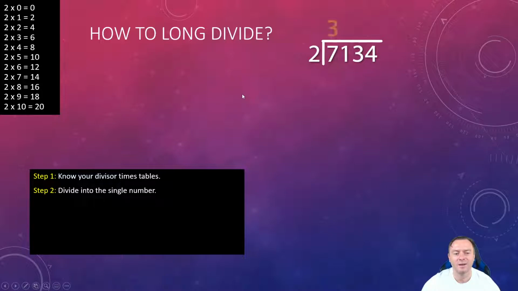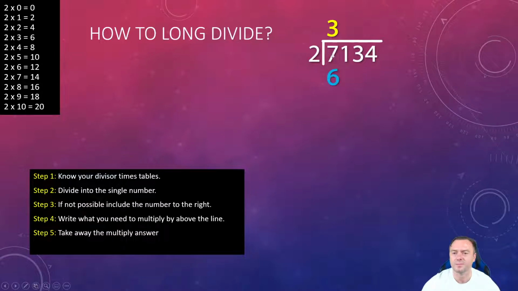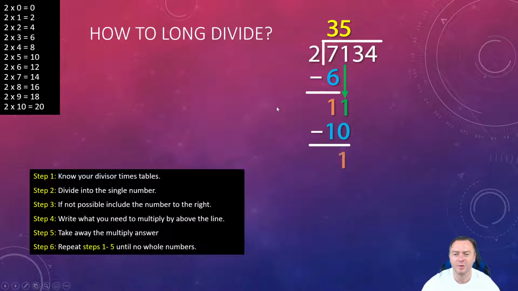So you know your divisor times tables. You then divide it into a single number. How many 2's go into 7? 7's down here, between 6 and 8, so it's 3. 2 times 3 is 6, so we write the 6 underneath it. Then 7 take away 6 leaves us with a 1. We then go across the column to the right, bring that down, and repeat the pattern. When we bring the 1 down, how many 2's go into 11 is 5. 2 times 5 is 10. So 11 take away 10 leaves us with a 1.